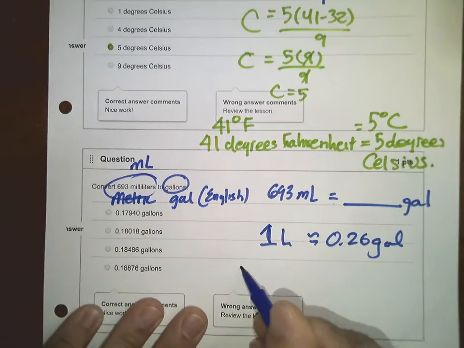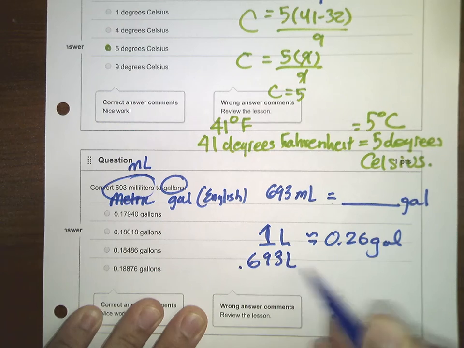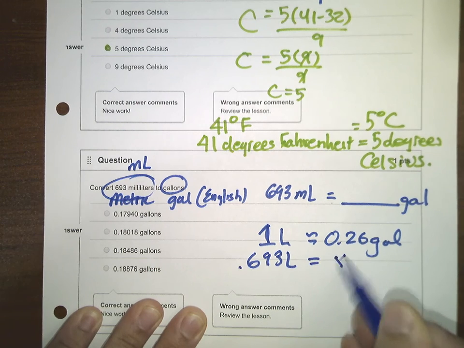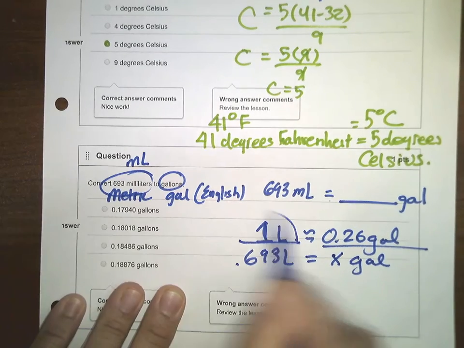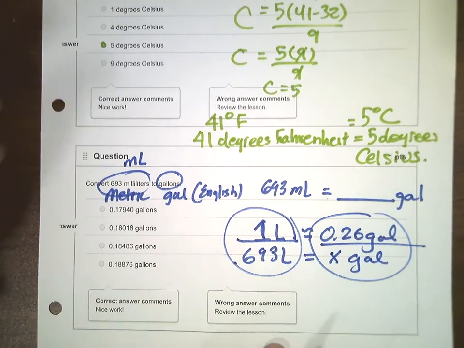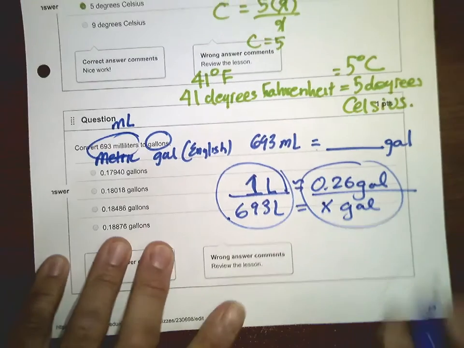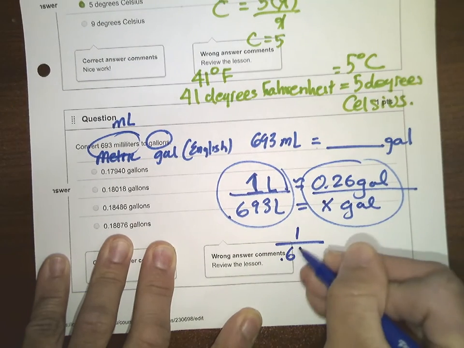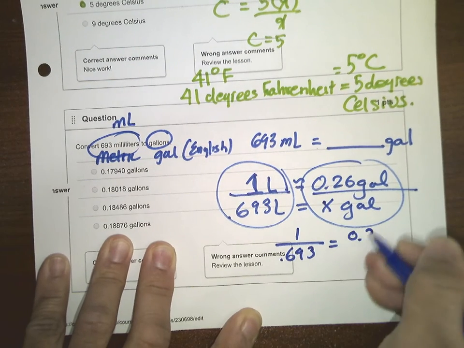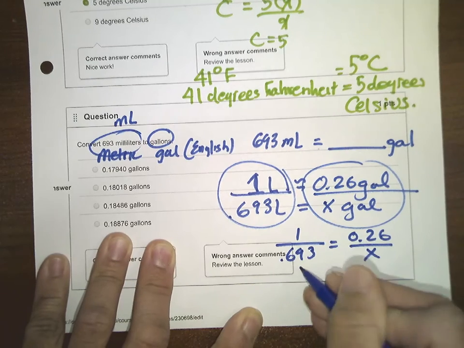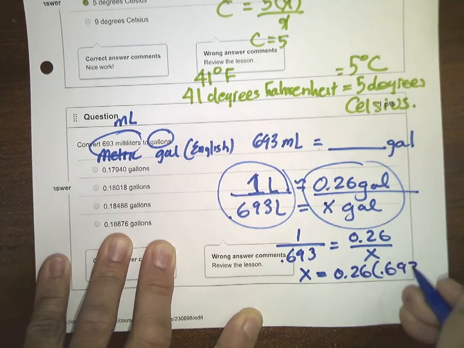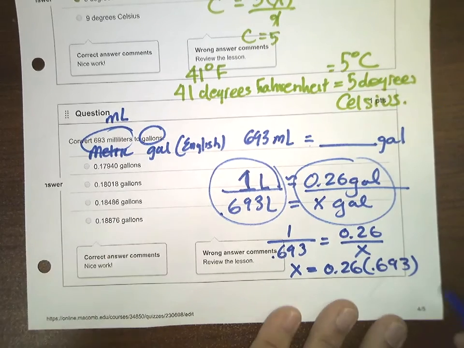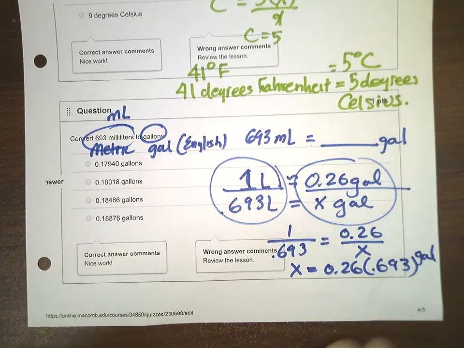So 0.693 liters is equal to X gallons. So now I can set up a proportion. These are both in liters, these are both in gallons. So I have 1 over 0.693 is 0.26 over X. I cross multiply, so X is 0.26 times 0.693. And remember, this is in gallons because X was in gallons.